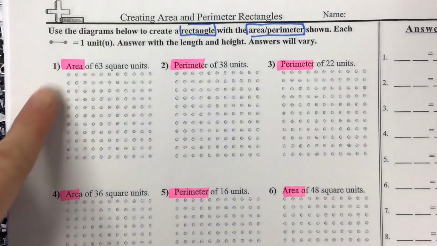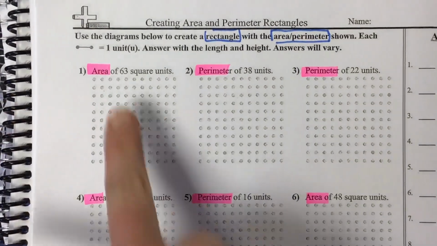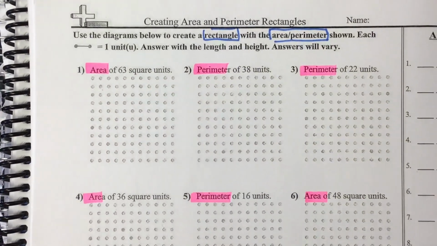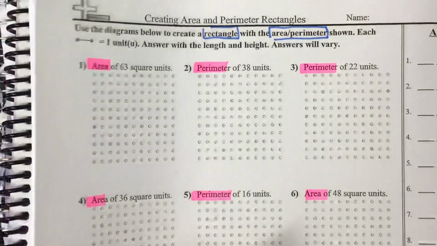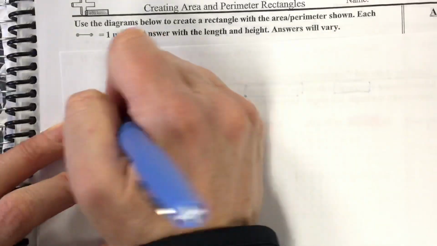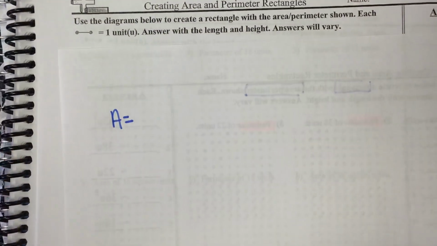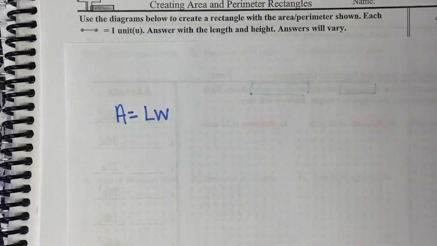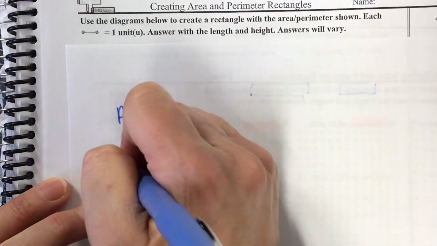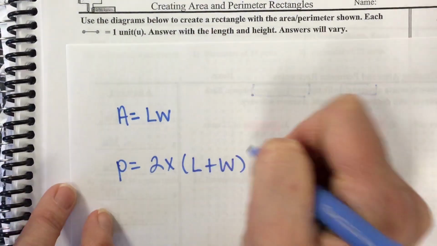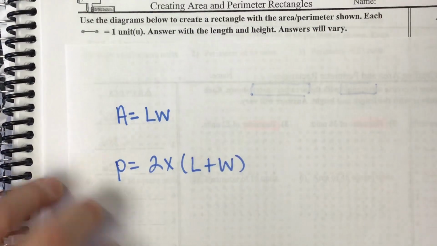All right, so the first one is we need to draw a rectangle that has an area of 63 square units. Now, I think it would probably be helpful on the back just to go ahead and write our area formula. Area equals what? Length times width. Perimeter equals what? Very good. So go ahead and write those.